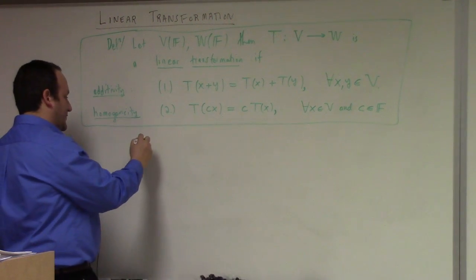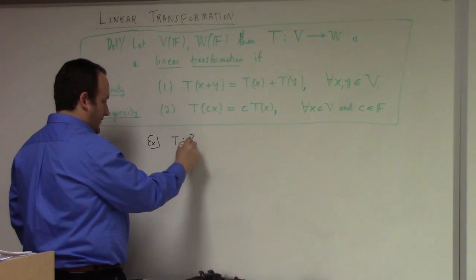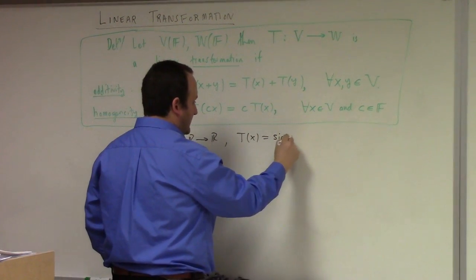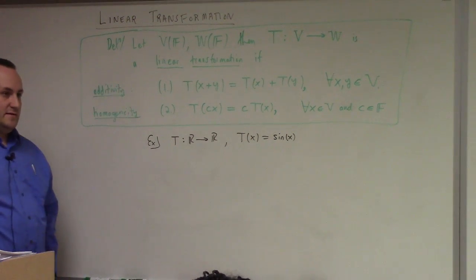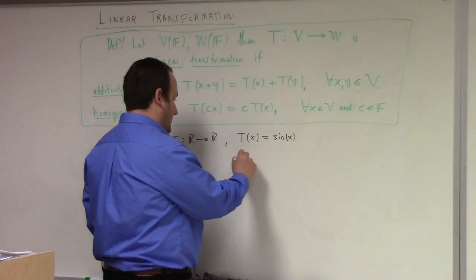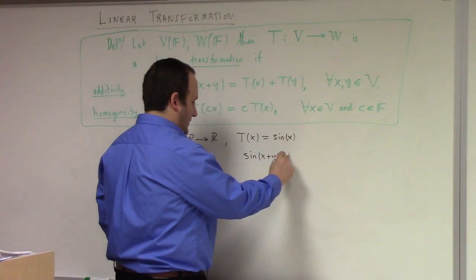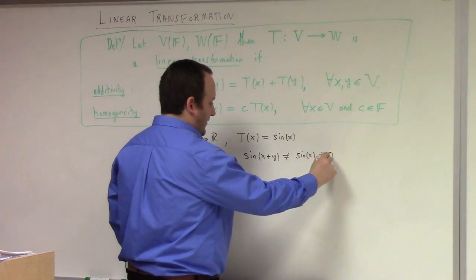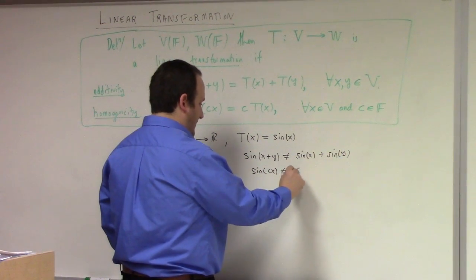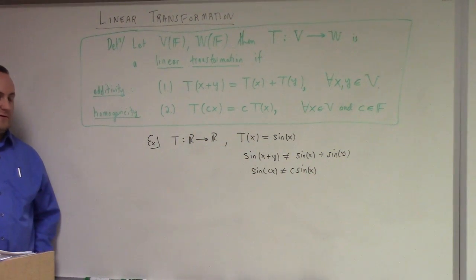So here's a non-example for you. How about this? T from the reals to the reals such that T of x equals, I don't know, pick your favorite function, almost any function, sine of x. This fails to be homogeneous and additive, right? It's certainly the case that sine of x plus y is not equal to sine of x plus sine of y. And also the sine of cx is not equal to c times the sine of x. This function sine is neither additive nor homogeneous.